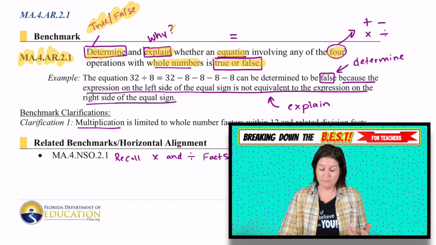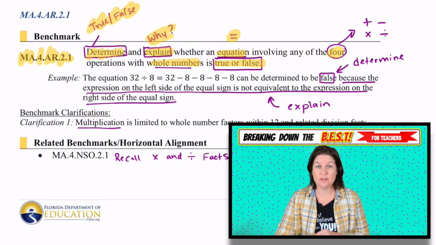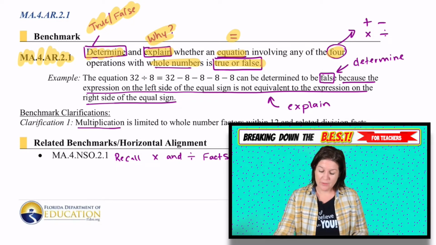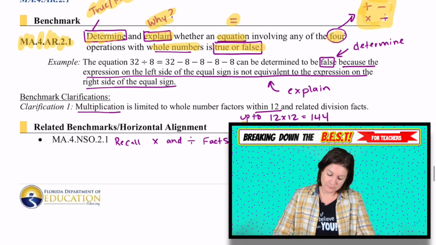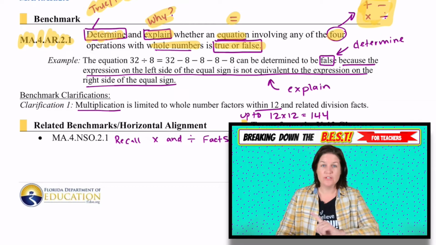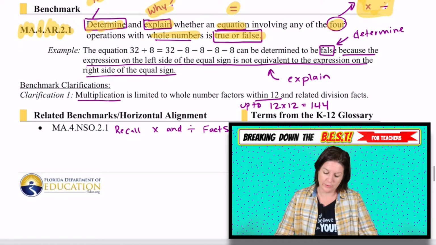And explain why, or how do you know whether the equation is true or false. So we need to make sure that there's an equal sign with the four different operations right there. So we have adding, subtracting, multiplying, and dividing. And remember, just whole numbers, no fractions, no decimals. We're just focusing on whole numbers.